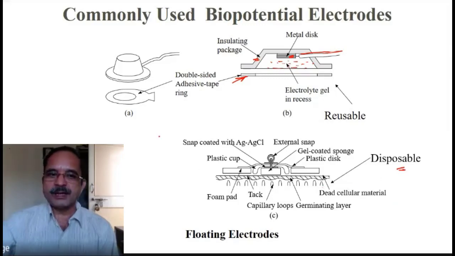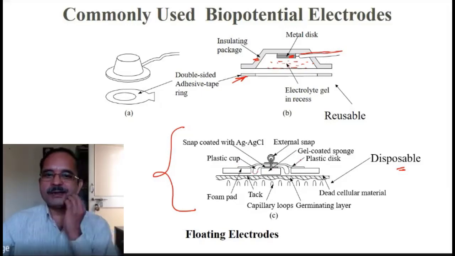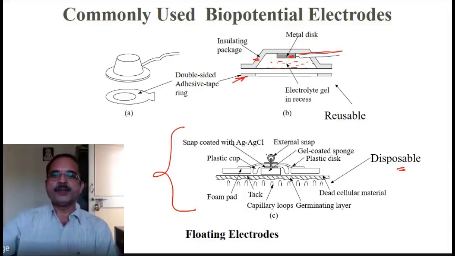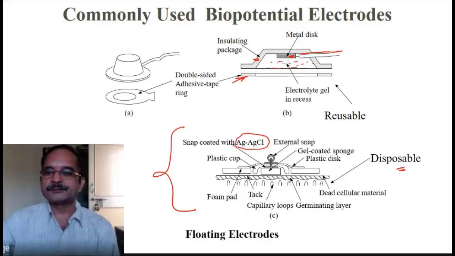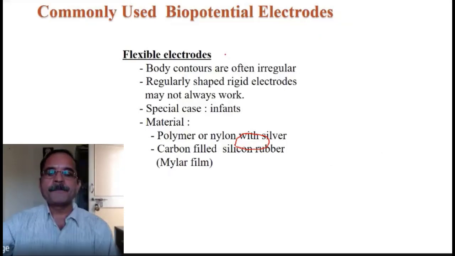So this second diagram shows the construction in somewhat more detail: dead cellular material, foam pad, plastic cup, external snap, gel coated sponge, and so on. And the material used for this metal is silver chloride. So this is about the floating electrode.